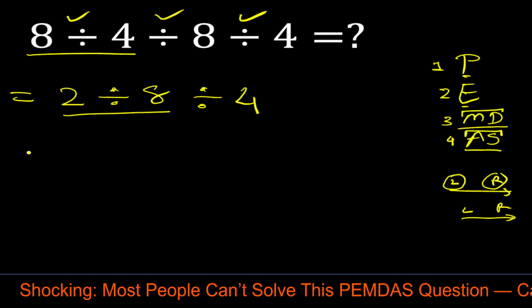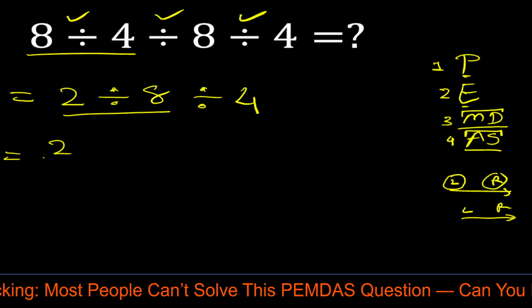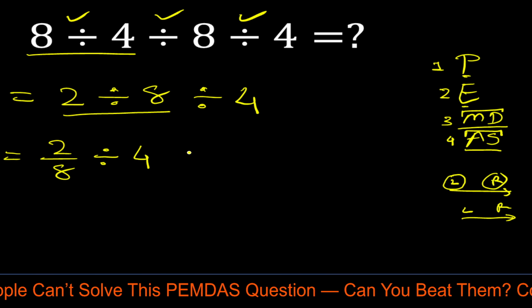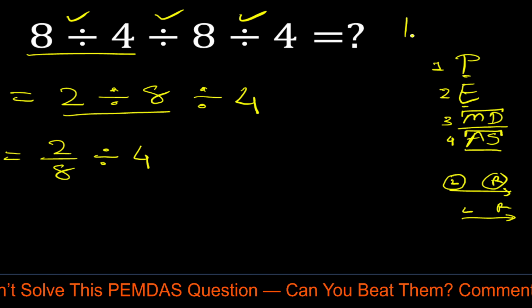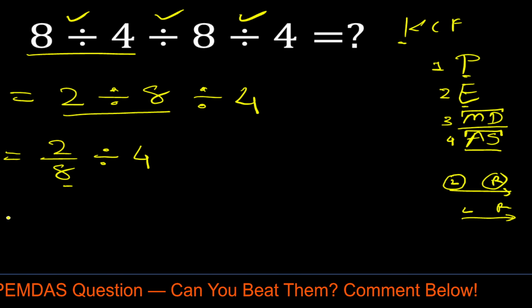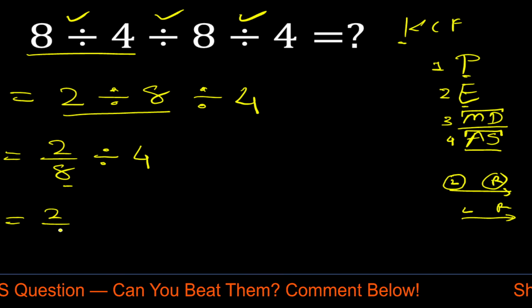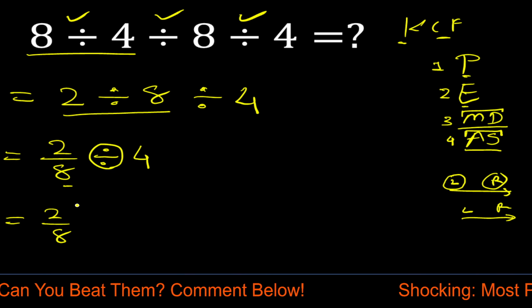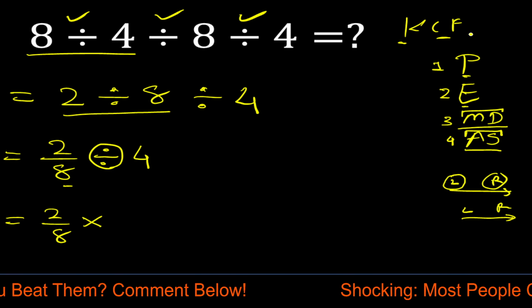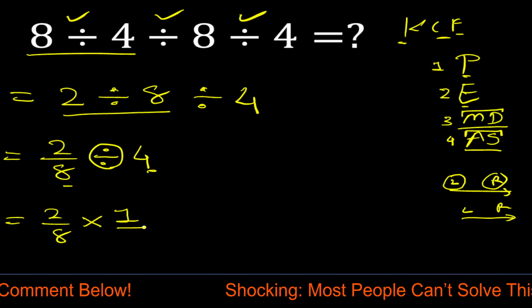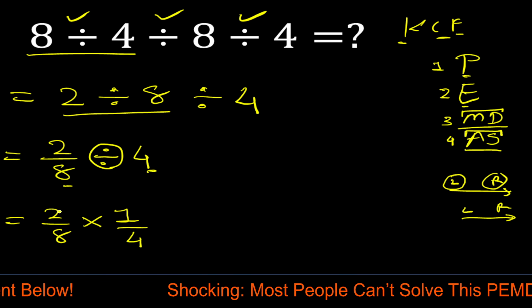Now 2 divided by 8 can be written as 2 upon 8 divided by 4. Now according to the KCF rule, K means keep this first fraction as it is, the same. Then C means change this sign from division to multiplication. And F means flip this fraction. 4 is equal to 1 upon 4, right?